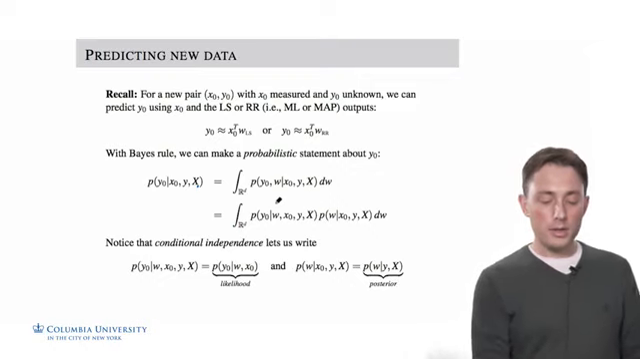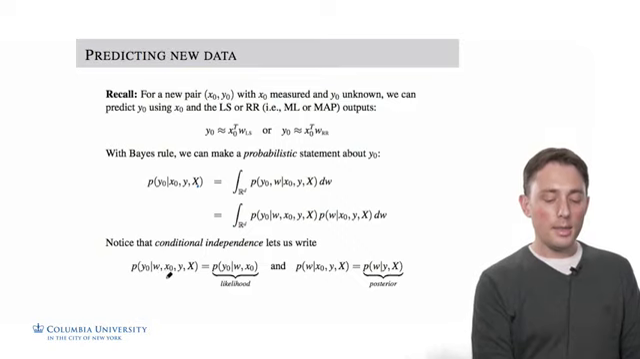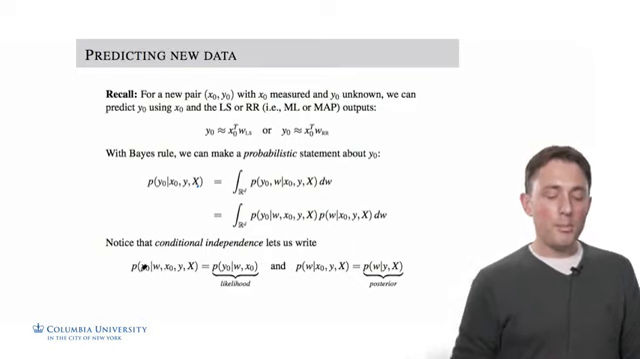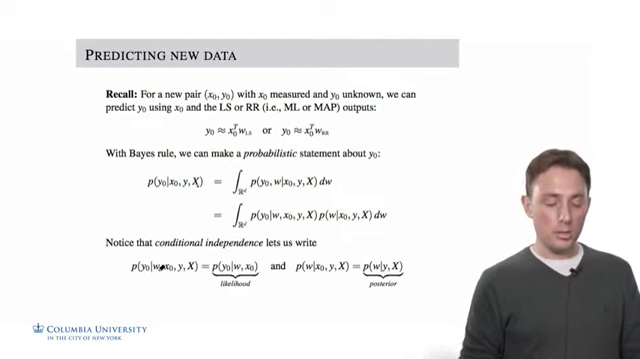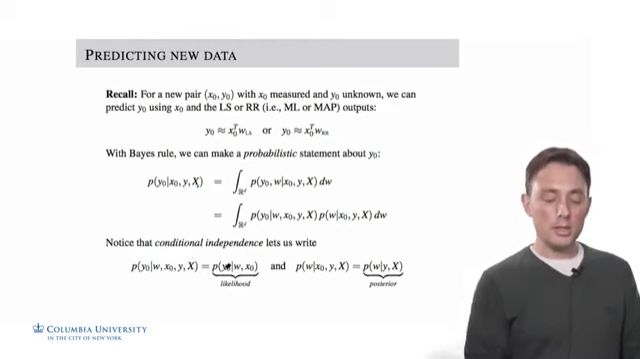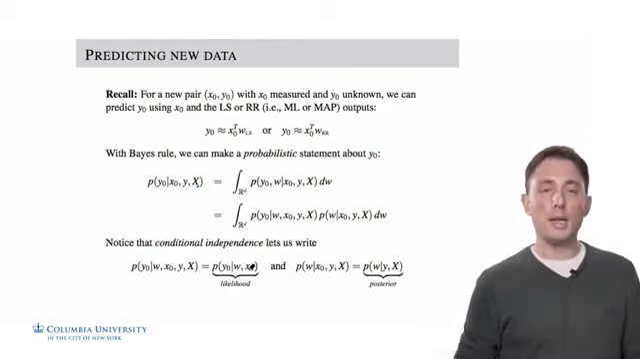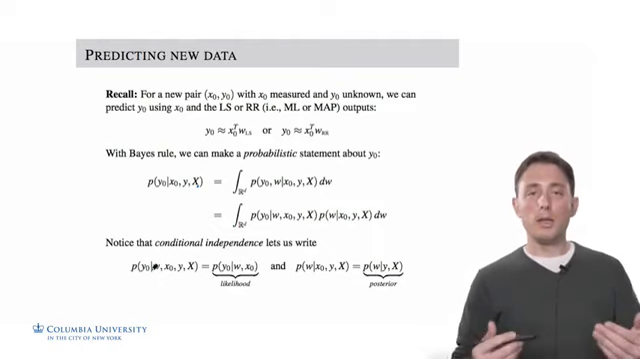However, notice first that conditional independence here lets us say that the probability of y naught given the vector w, given the covariate x naught, and given all of the previous observations, is just the probability of y naught given w and x naught. Why? Because of our conditional independence assumption.